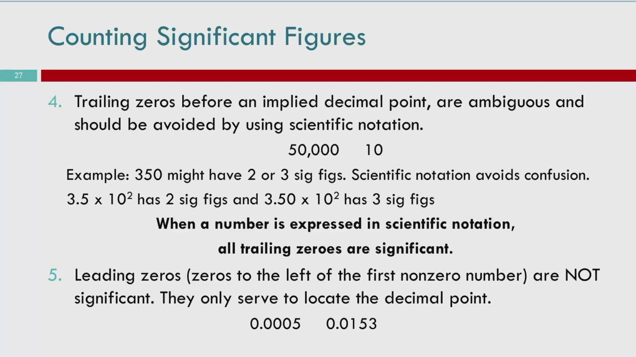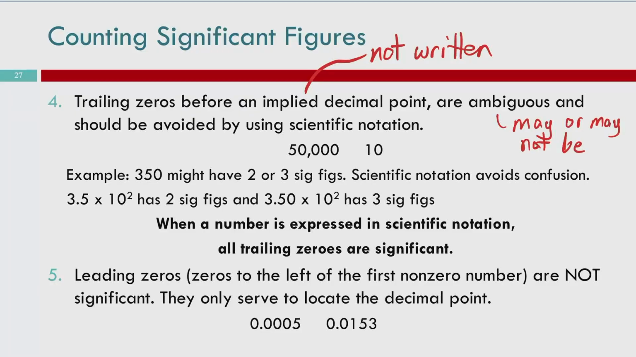Trailing zeros before an implied, not written, decimal point are ambiguous. They may or may not be significant. It's kind of just question marks. So these zeros might all be significant. It might be that none of them are significant. Could be that in the case of 50,000, two of them are significant. The way that they're written out currently, it's not clear.